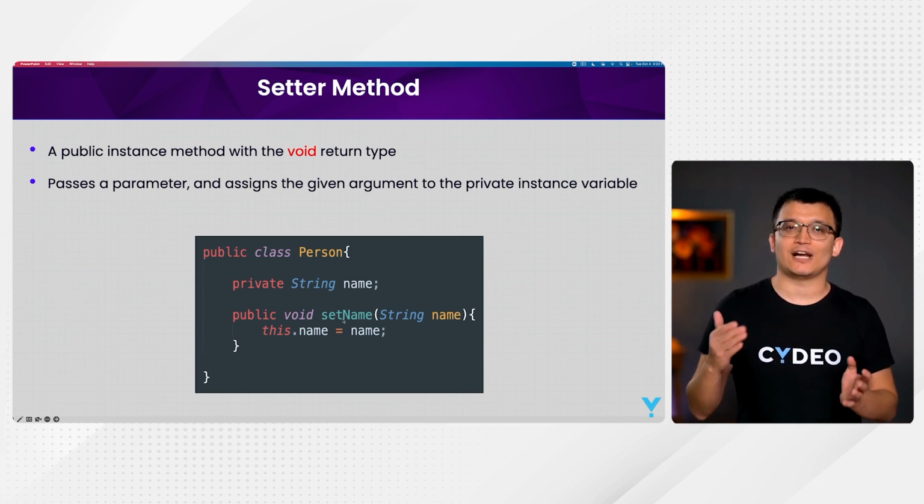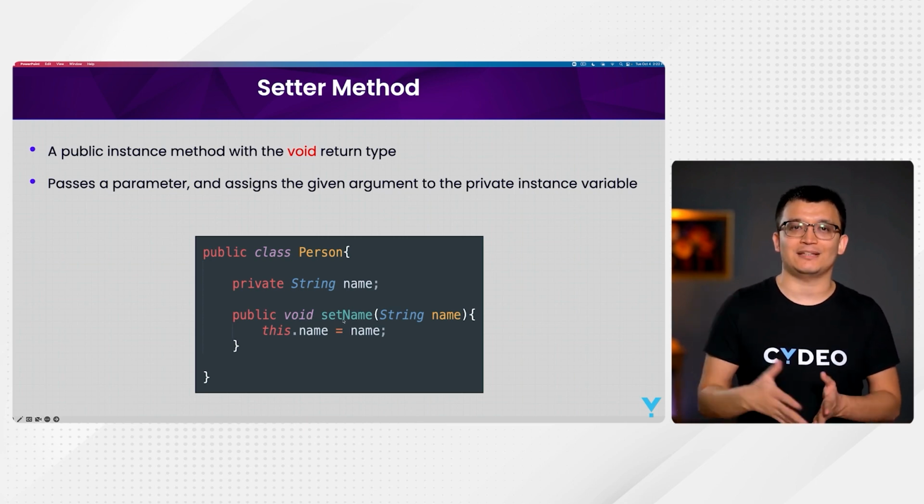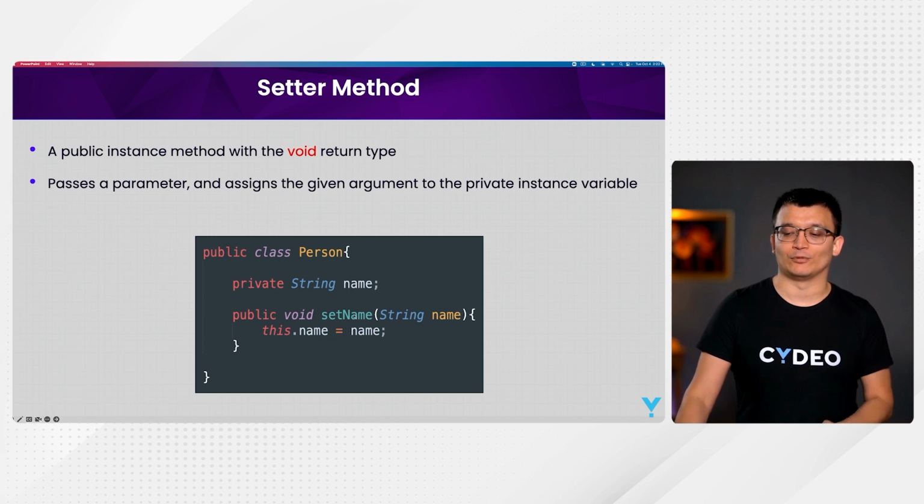And of course, a setter always starts with the name set, and then you give the variable name afterwards. In order to change the value of the variable, the new value has to be given in the setter. So this setter passes a parameter, okay? Whatever argument is given will be assigned to the instance variable. That's the functionality of the setter.